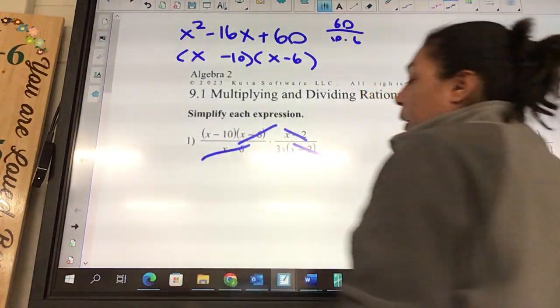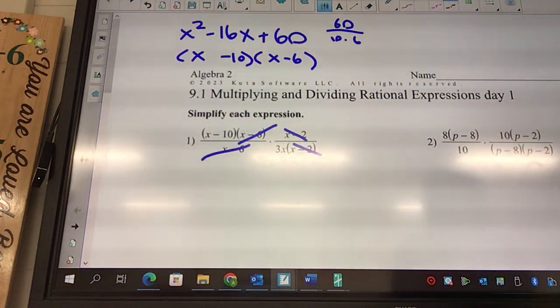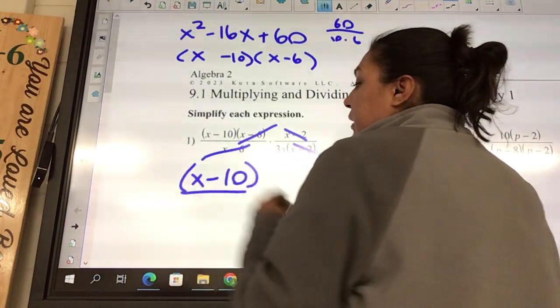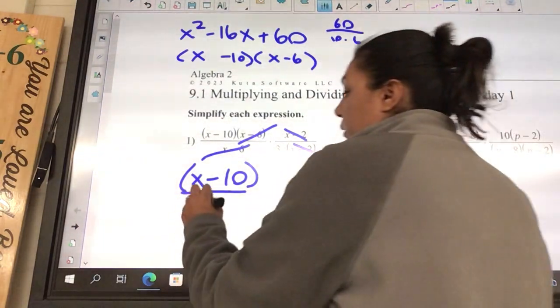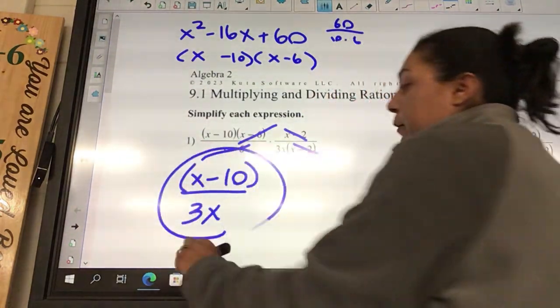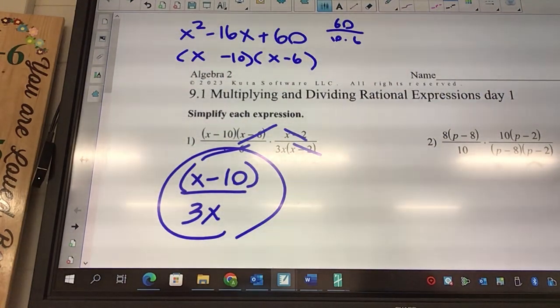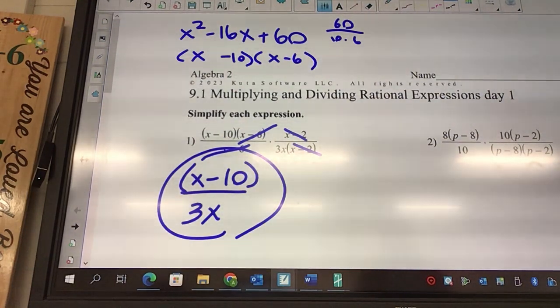Okay, after this part, it's pretty easy. What is left on the top? X minus 10 and 3. X minus 10 is left on the top. What's left on the bottom? 3x. 3x, boom, it's done. We're just slashing. Nothing's crazy going on. But you do need to make sure they're 100% exactly the same before you're crossing out.